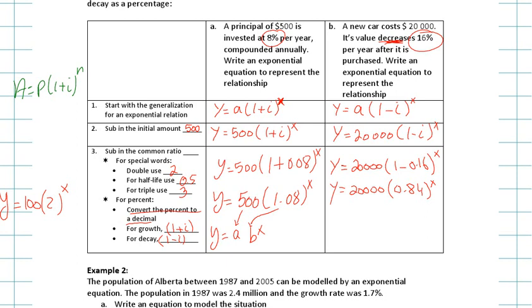Now, I want you to stop for a second and look here. Let's compare these two equations and see if they actually make sense. The first example, I had growth or decay? Growth. The second example, growth or decay? Decay. What did we say about the base when we have growth? What would the value of the base be, greater than 1 or between 0 and 1?